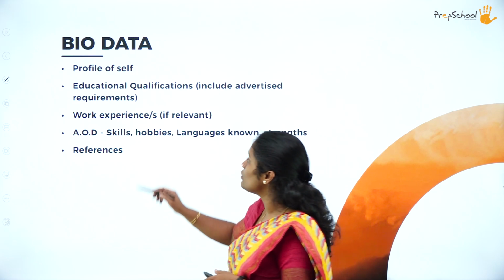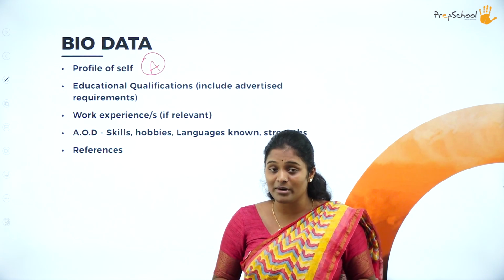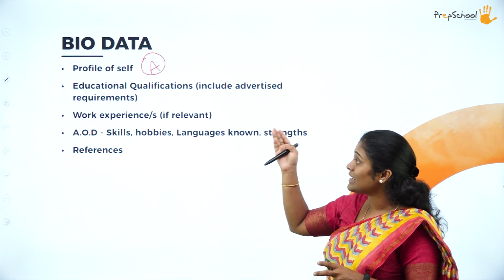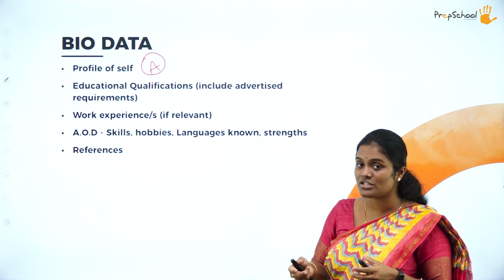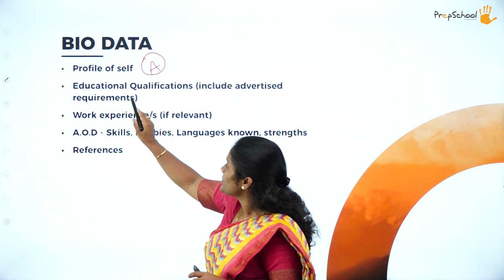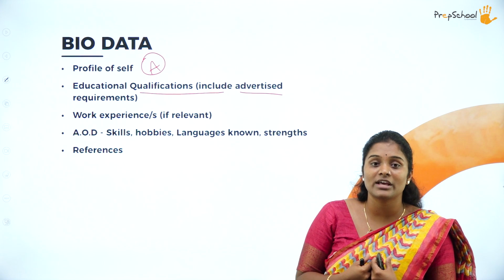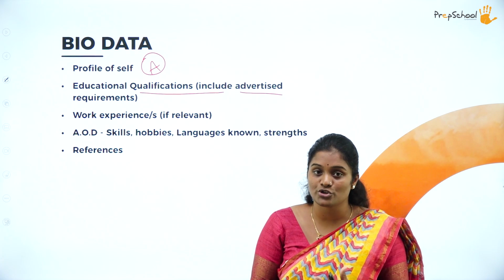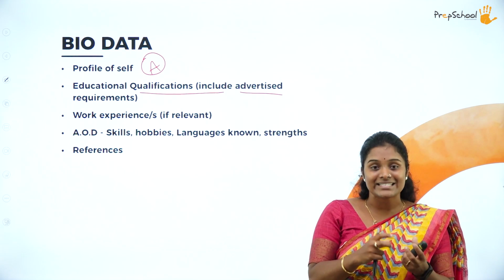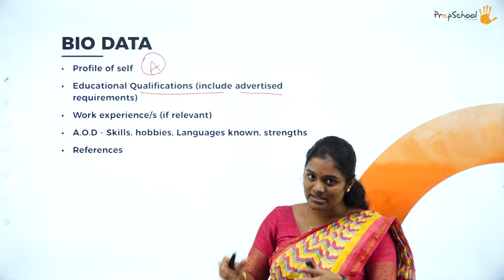So biodata will include A, profile of self, personal details: name, date of birth, email ID, number. All of these things will be included in the personal data that they've asked for, or if not, you have to include your personal data, which is appropriate. Then educational qualification: include whatever they have asked for. For example, for teaching, if they have asked that a bachelors of education or masters in education is compulsory, then you must include these things. If you have had educational qualifications in these fields or areas, it is a must that you include it.